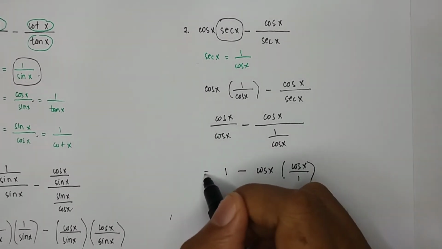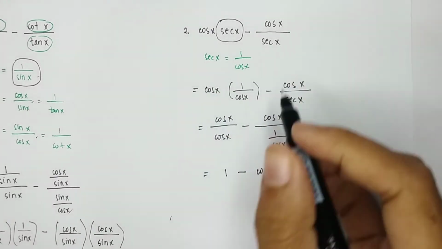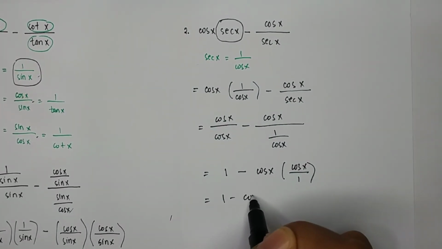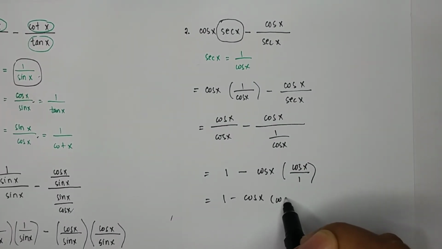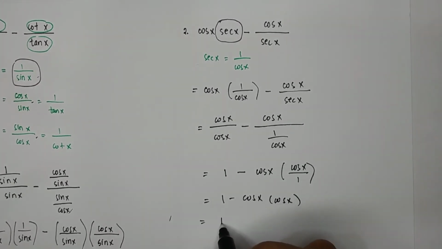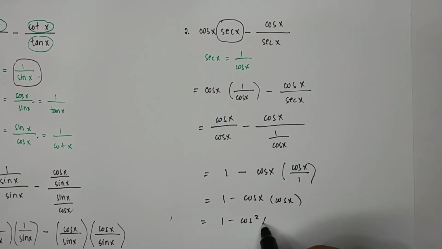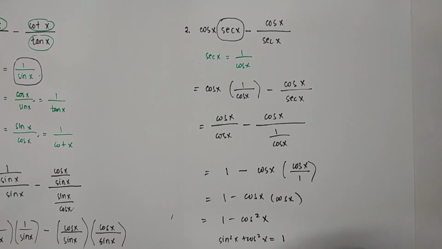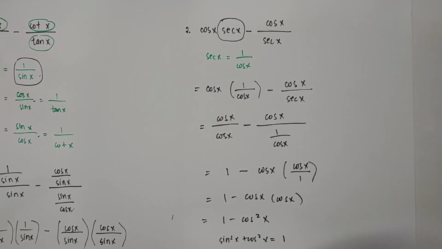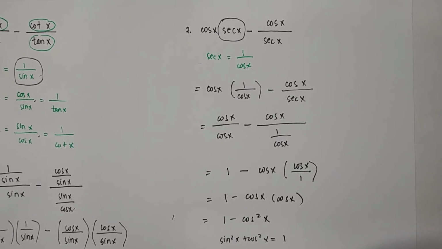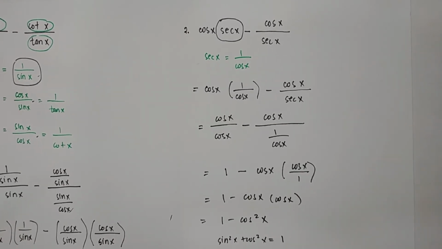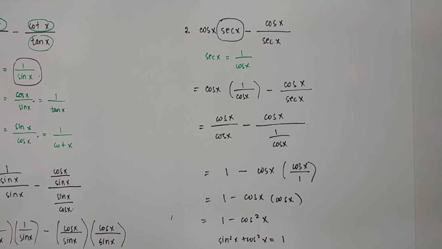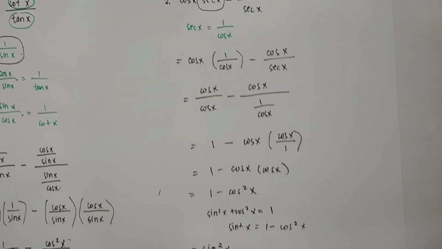So this will now be equal to 1 minus cosine x times cosine x, which is 1 minus cosine squared x. Take note again that sine squared x plus cosine squared x is equal to 1. So sine squared x equals 1 minus cosine squared x. So our final answer is sine squared x.